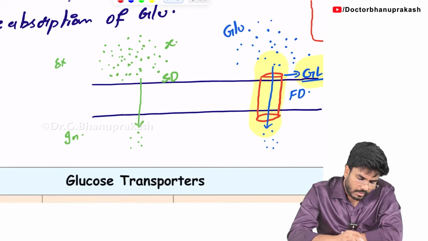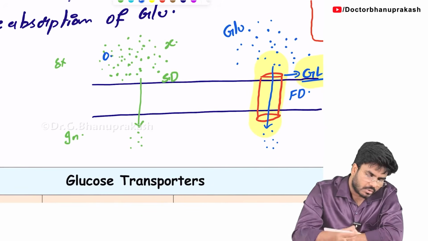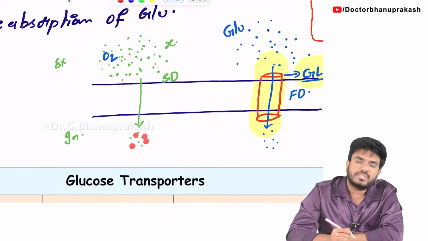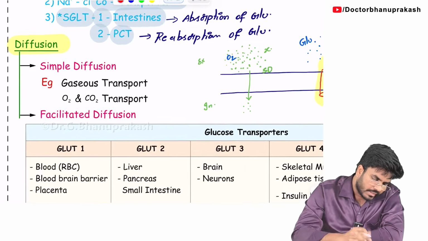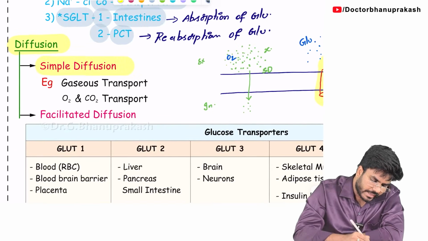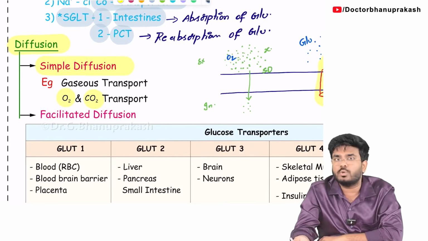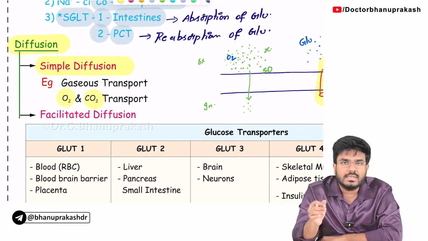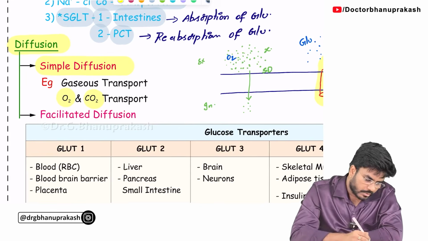Now, what is the substance X in this condition? Maybe oxygen. Oxygen is going from high partial pressure to low partial pressure, from high concentration to low concentration, you can say. So what are the examples of simple diffusion? Gaseous transport like oxygen transport and carbon dioxide transport, where the gases are moving from high partial pressure to low partial pressure. There is no need of any transporters or proteins. Simply the oxygen will diffuse through the membrane because gases are lipid soluble.